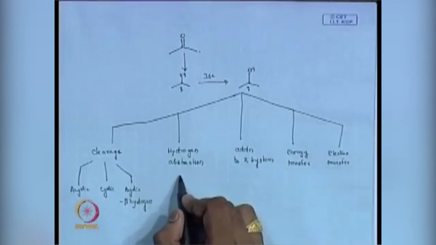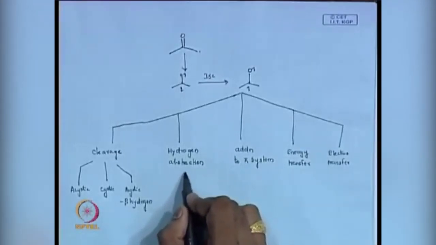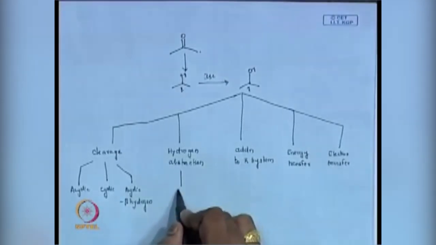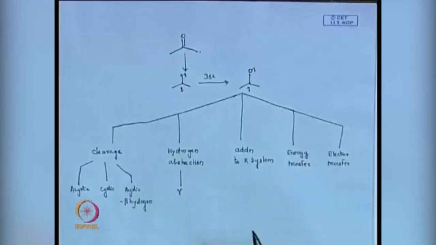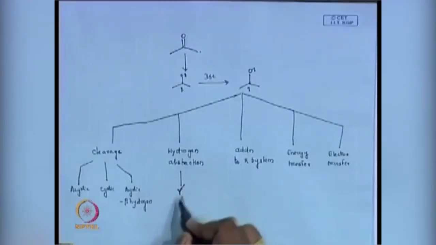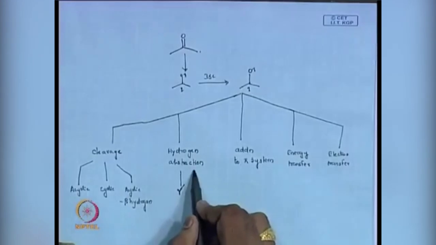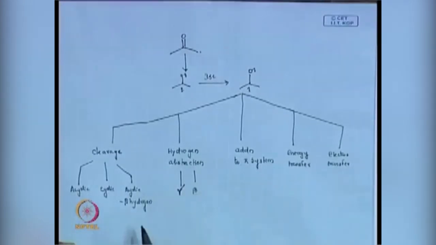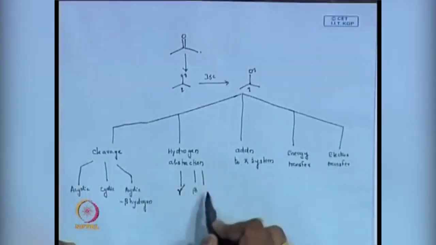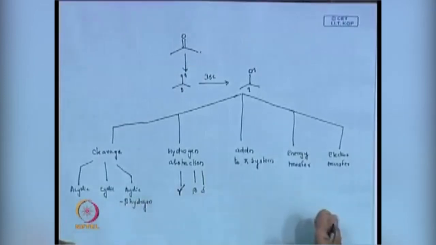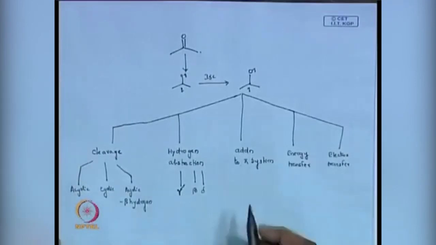In hydrogen abstraction, we dealt mainly with gamma. But we said that apart from gamma hydrogen abstraction, we can also see beta, and you can think of delta and so on, the numbers keep on increasing. So we said that even if it is very far, it can do a hydrogen abstraction.